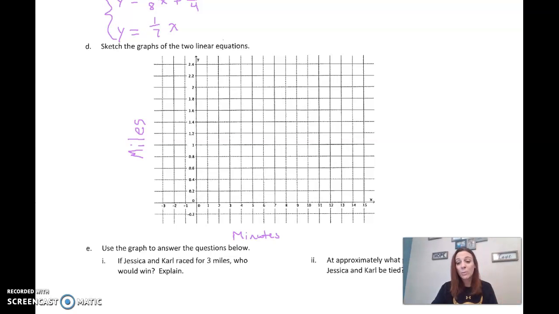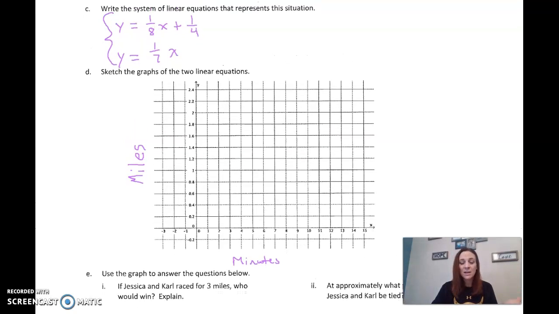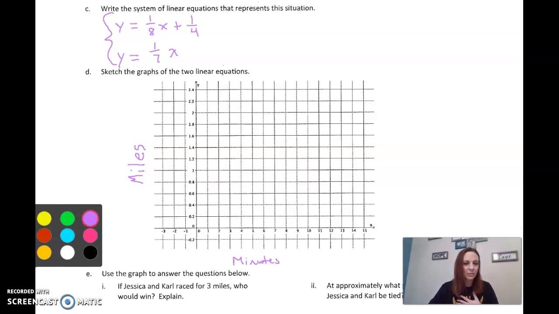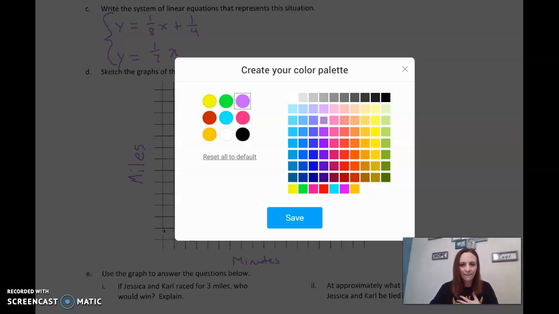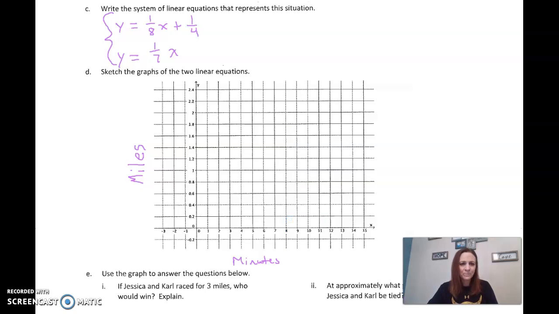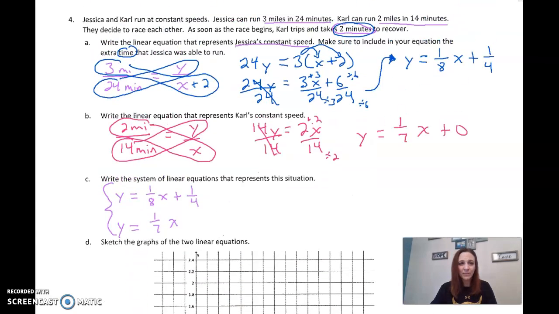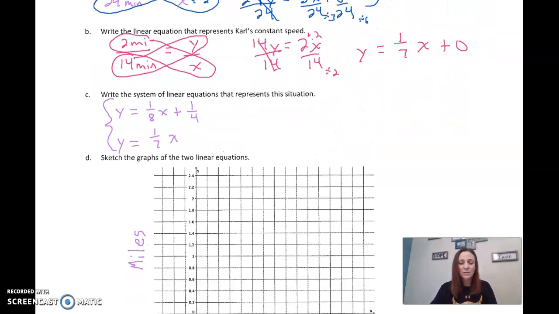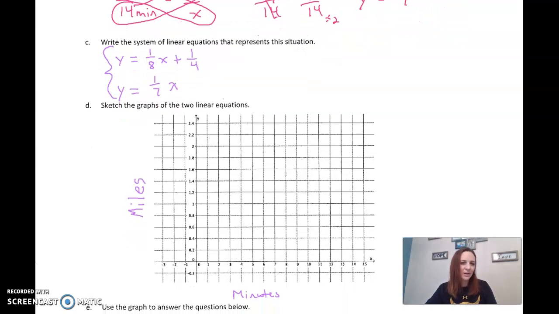Now remember, we could do an input-output table. We could use intercepts. But let me go back to my different colors here. I'm going to represent this one. This was Jessica, I believe. 1/8 x plus 1/4. So this 1/4 right here, I know it's decimals down here, but remember this is really like 0.25, isn't it?